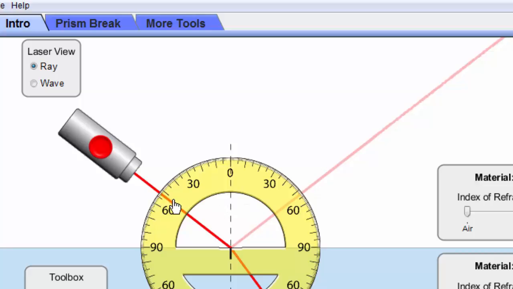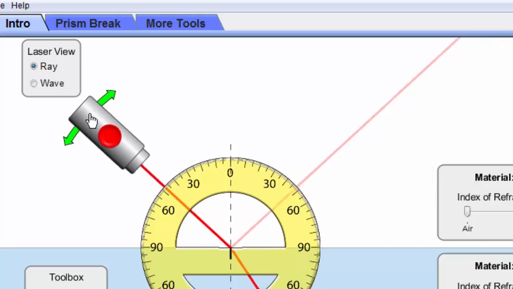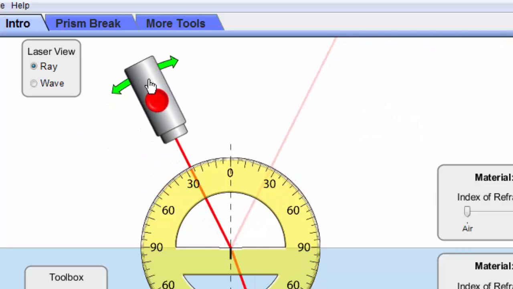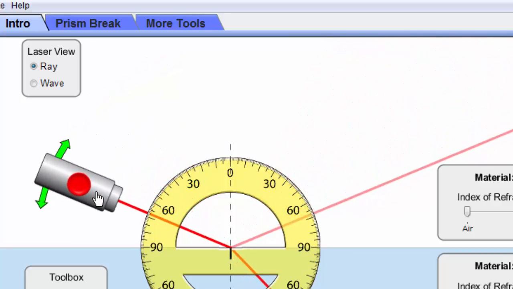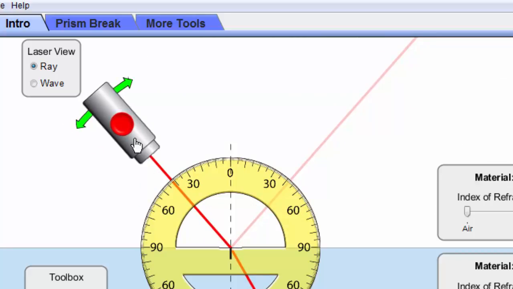So in this one we can see that the angle of incidence is about 53 degrees. The angle of reflection is about 53 degrees. And that's always the case. So as I change the angle of incidence by moving the laser pointer around, we can see that the reflected ray changes so that the angle of incidence always corresponds to the angle of reflection.